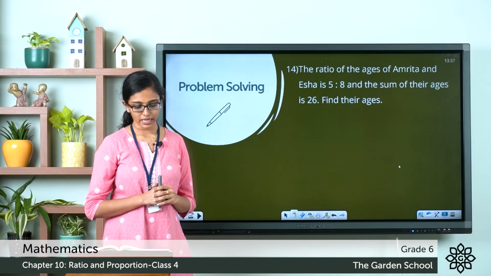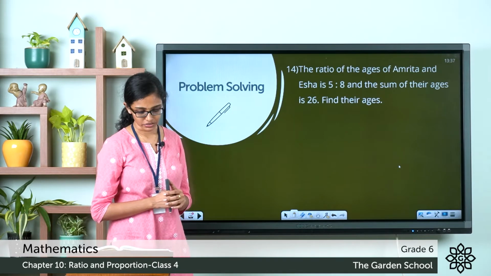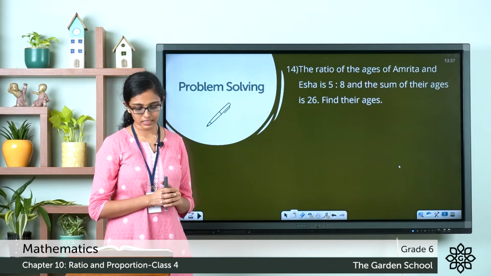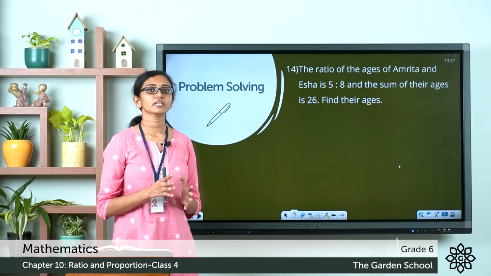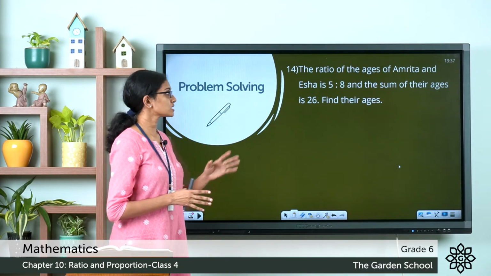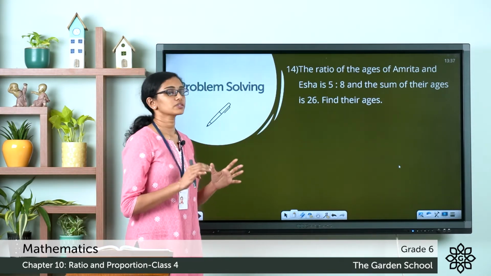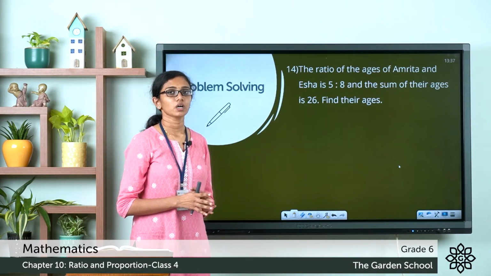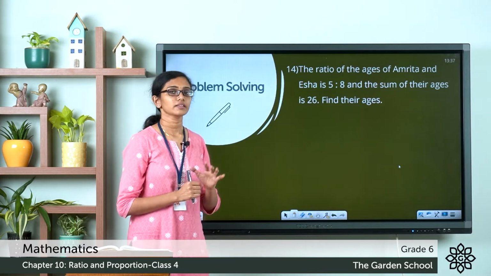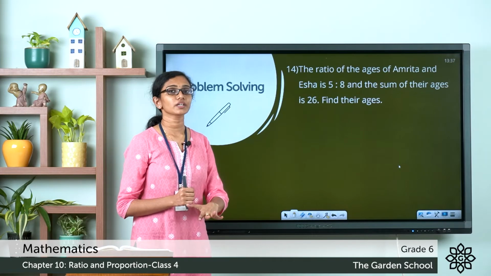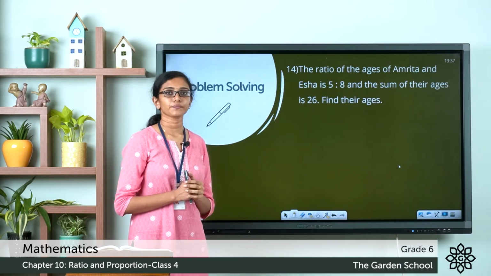The ratio of the ages of Amrita and Isha is 5:8 and the sum of their ages is 26. Find their ages. So here the ratio of Amrita's age to Isha's age is given as 5:8, and it is also mentioned that the sum of their ages is a total of 26. We have to find their actual ages. The actual ages are not given, but we are given the ages are in the ratio 5:8.